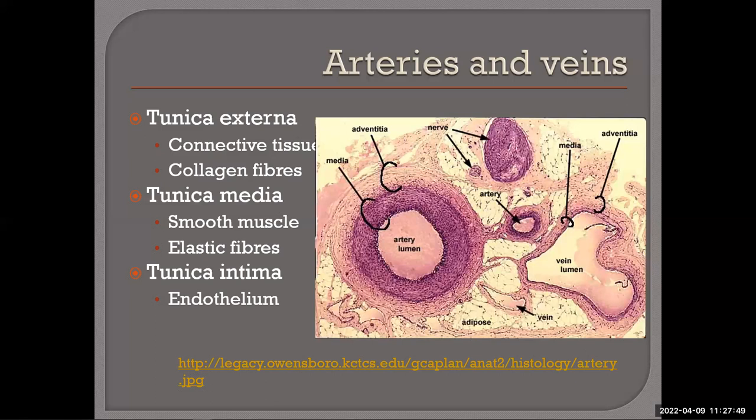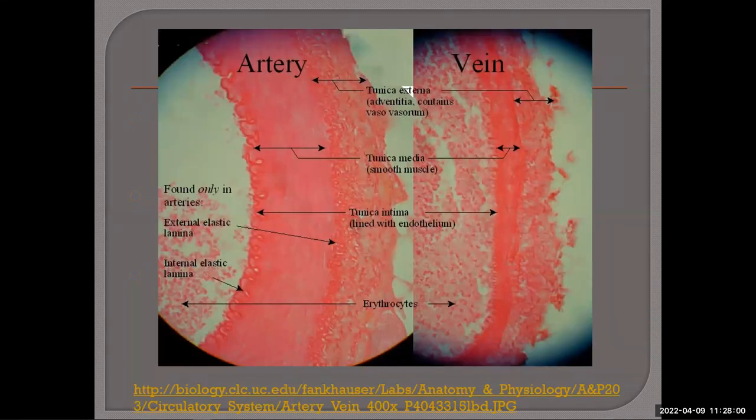And do you know which one has valves and which one doesn't? The vein has the valves, and the arteries don't, because of the fact they're muscular and could constrict. Good. So here we're seeing in a little more detail.